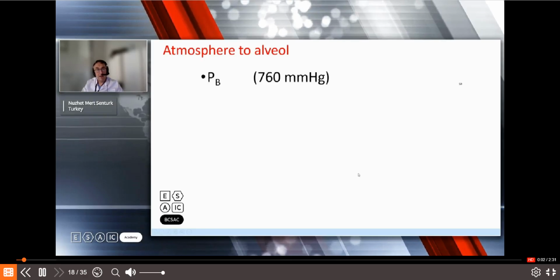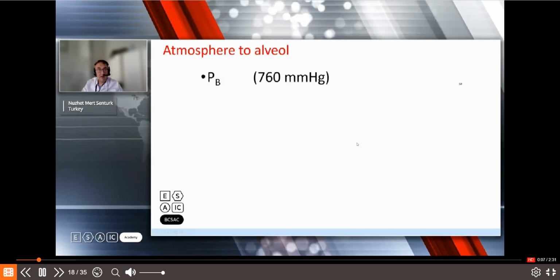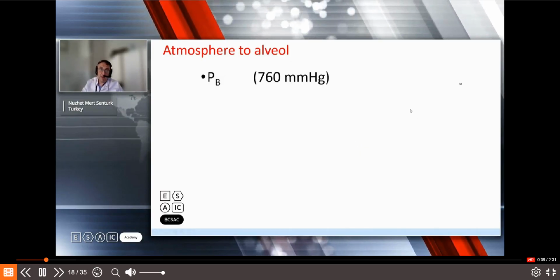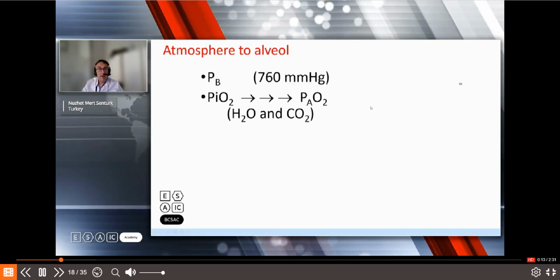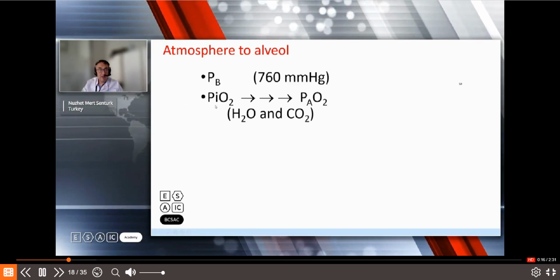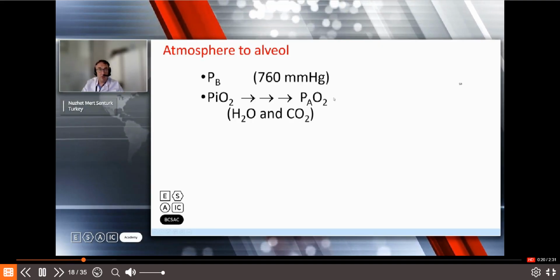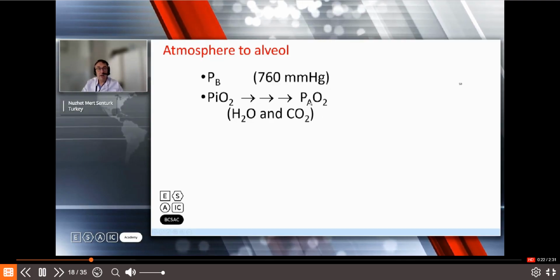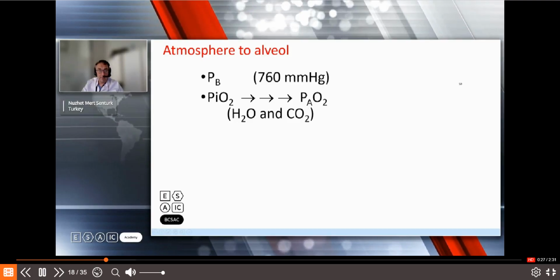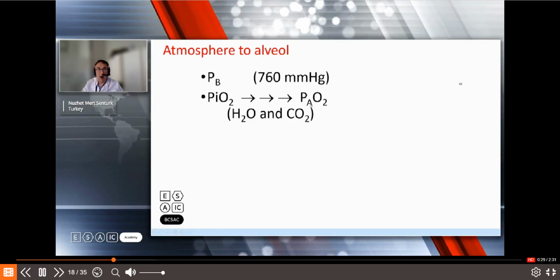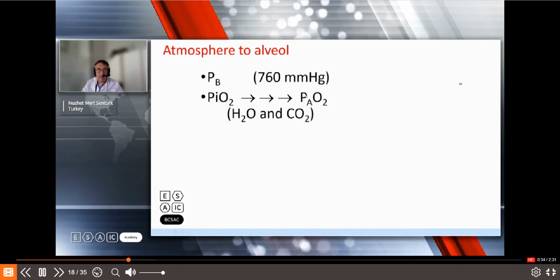Now we can start with the gas exchange and oxygenation. Considering that we live at the seaside, we have a barometric pressure of 760 millimeters of mercury. Then the inspiratory oxygen pressure would not be equal to the alveolar oxygen pressure. And note that for the alveolar, I use a capital A. For the arterial, we use a small a, and this makes the difference.